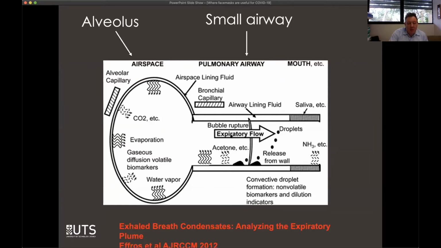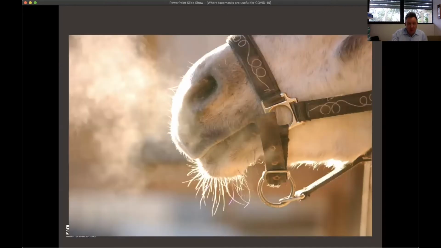Now, what that does is create droplets of airway surface fluid. If the person has an infection, there's a potential that these droplets could contain the pathogen. The other thing that happens is that in the alveolar space, there's evaporation of a range of things, including water vapor. I'm sure that on a cold day, we've all breathed out and seen water vapor in front of us. For the most part, we ignore it. We don't really think about what's contained in that water vapor or what it could be doing to us.